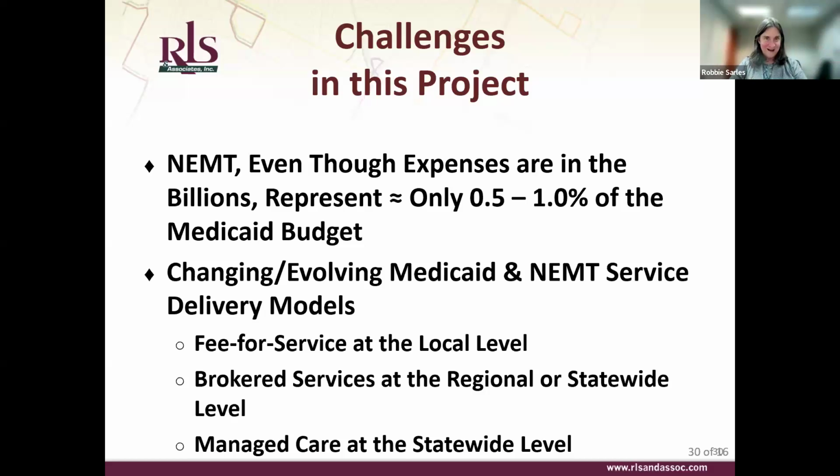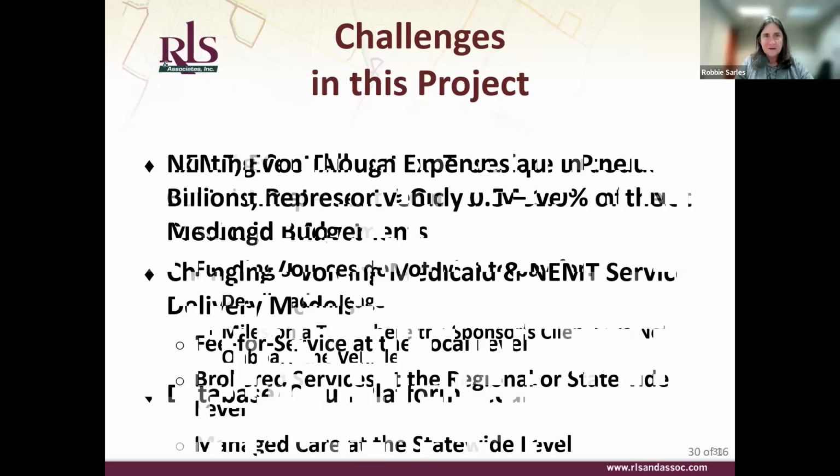And because there are these different models out there, sometimes it makes it difficult to come up with one model that can fit all of those different scenarios. Like I said, we've got 50 different approaches to the way NEMT services are provided. So that was actually a big challenge.